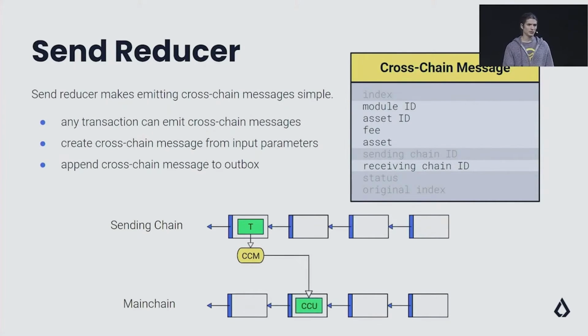The CCM then is included in a cross-chain update and routed via the main chain to the receiving chain. So here, the bottom line is that all the data structures that we need to interact with for interoperability, this interaction happens all behind the curtains. Really, the developer just needs to call the send reducer, pass these parameters, and then everything else happens automatically.